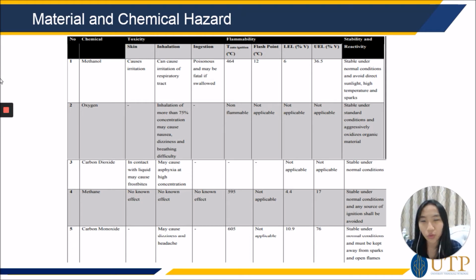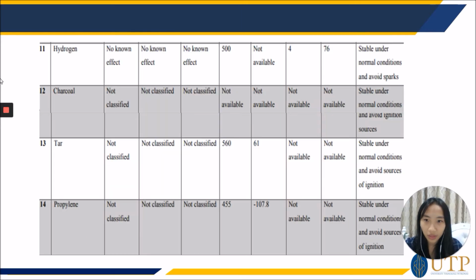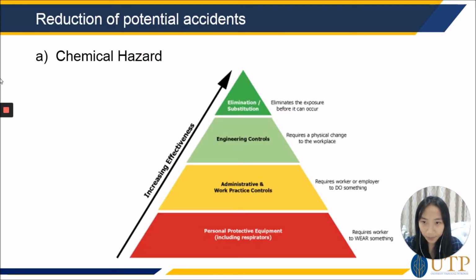So to summarize the table, most of the chemicals are fairly harmless at low concentration, and they are pretty much stable at normal conditions as well. So some of the chemicals are like methanol, carbon dioxide, carbon monoxide, and much more. So here are some of the chemicals that are present.